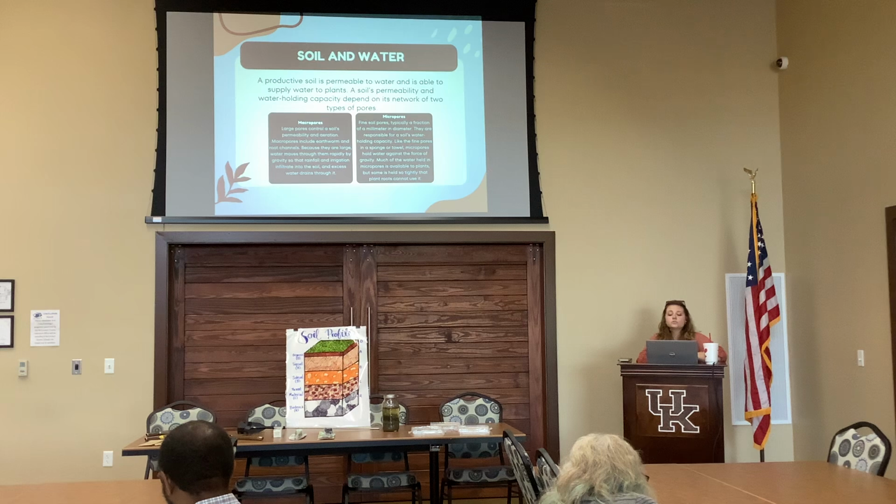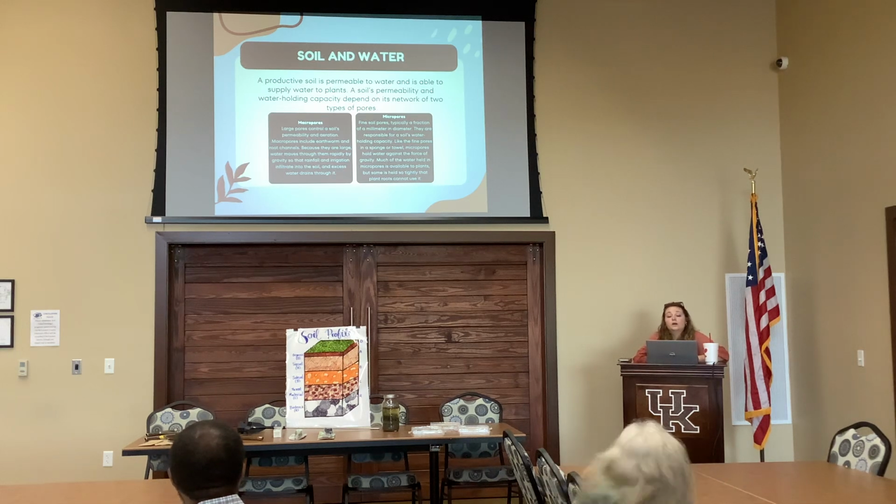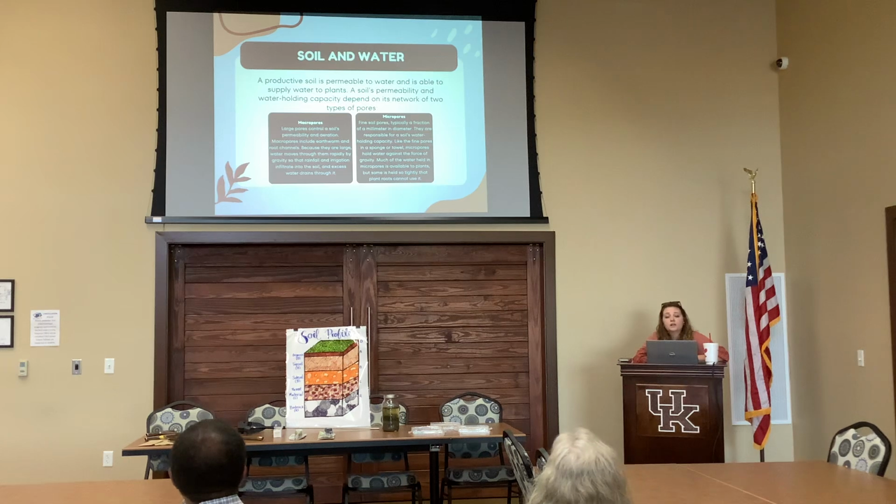Okay, soil and water. A productive soil is permeable to water and has the ability to supply water to your plants. So, like we said, a sponge. And the soil's permeability and water holding capacity depends on two types of pores. So like we said, 50% pore space.